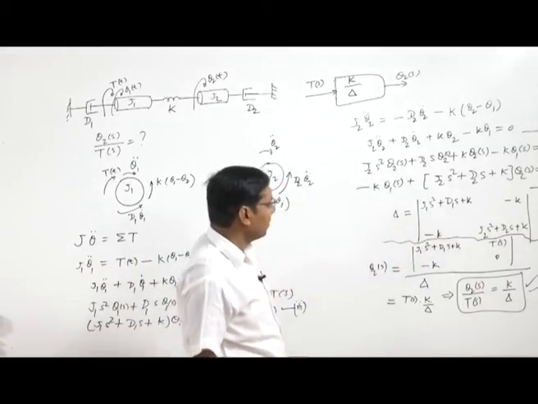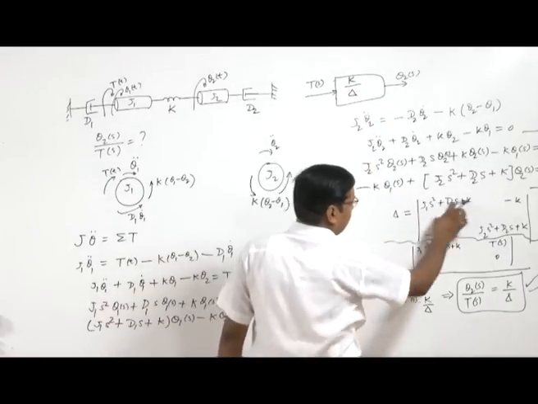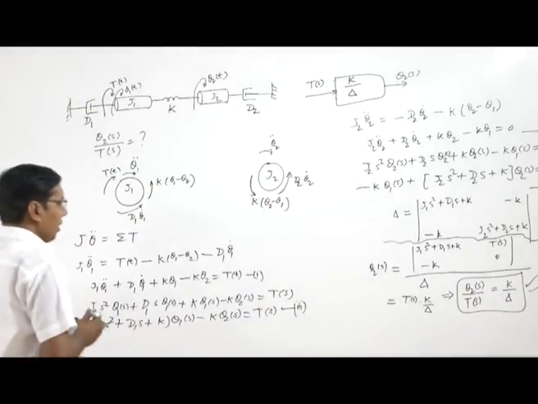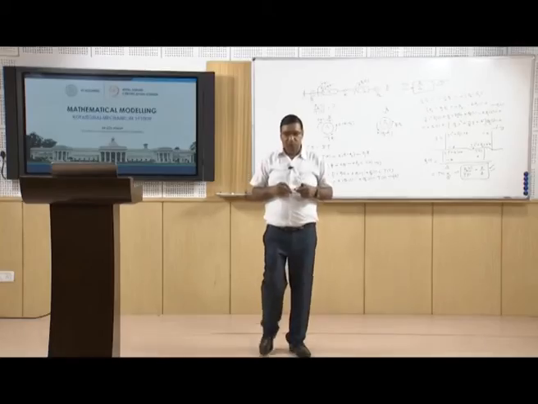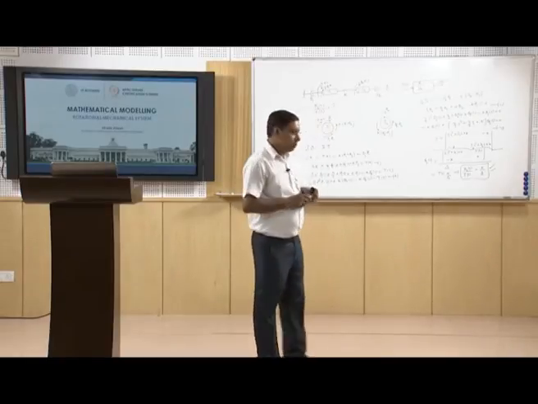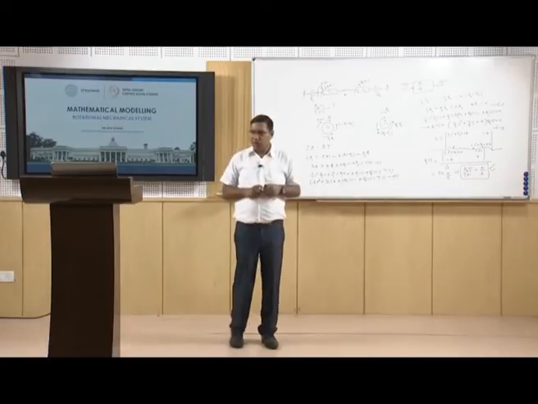Now, you see that this transfer function contains the parameters of the system J1, D1, K, J2, D2, and so this transfer function shows the characteristics of the system. So, this is how we can find the transfer function of rotational systems.